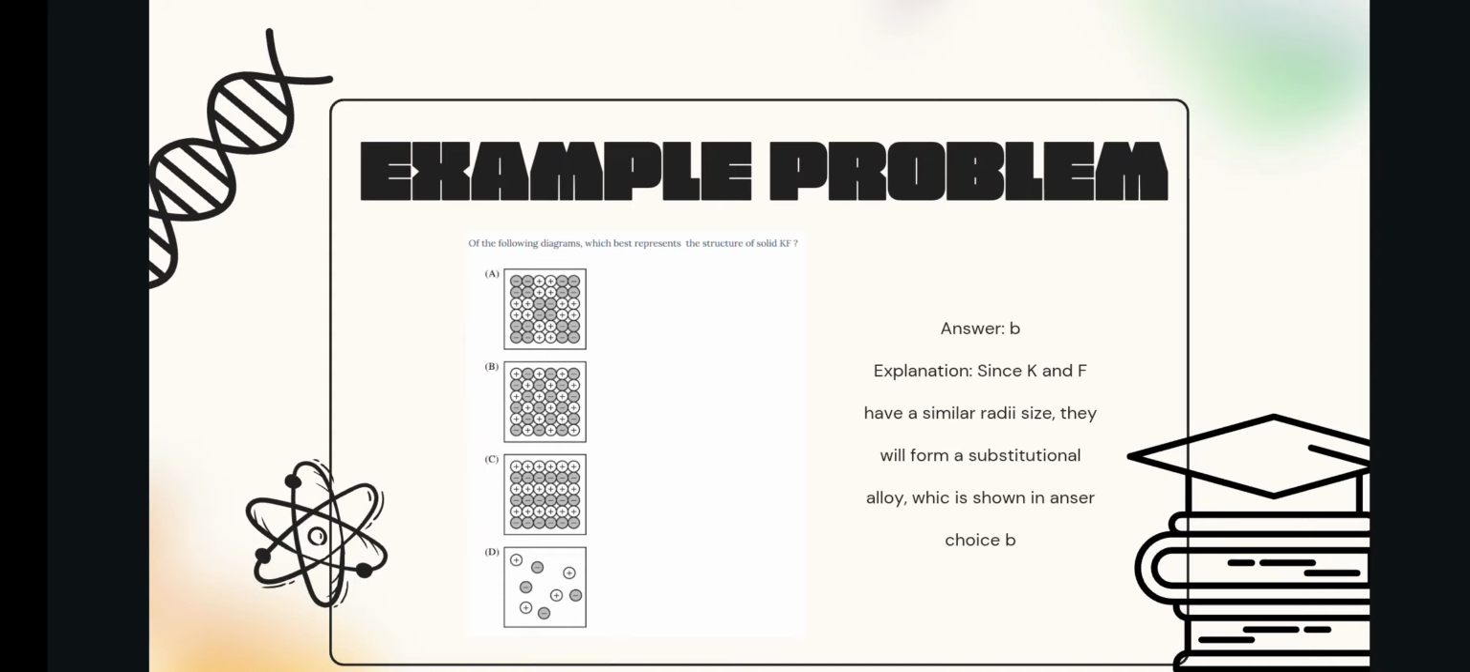Example problem. Of the following diagrams, which best represents the structure of K and F? And the answer is B. And the explanation is, since K and F have similar radii size, they will form a substitutional alloy, which is shown in answer choice B. To determine radii size, you must look at the periodic table and look at the trends on the periodic table.